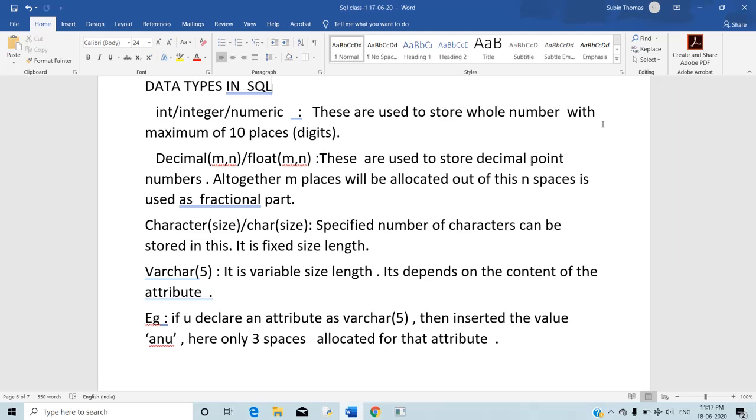And the second type of data type is decimal or float. Both work in the same way. See that I have written decimal(m,n) or float(m,n).